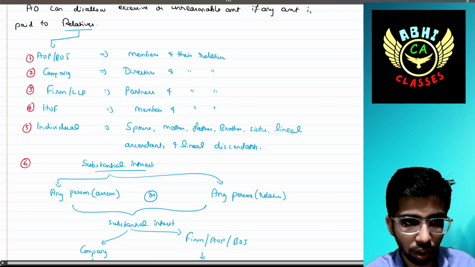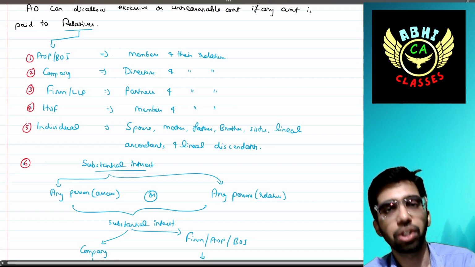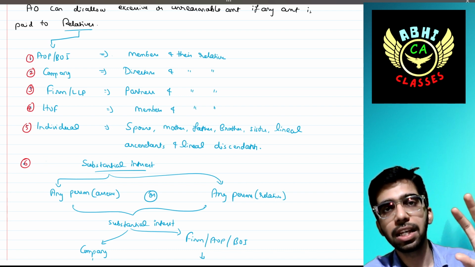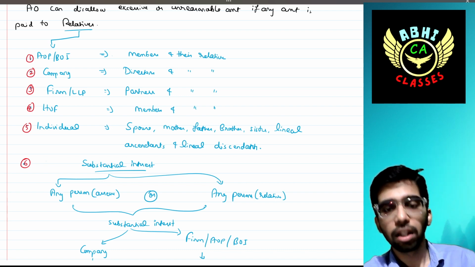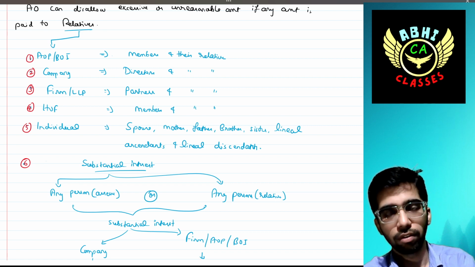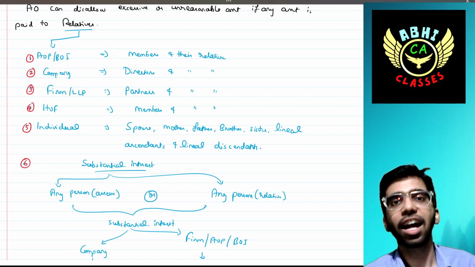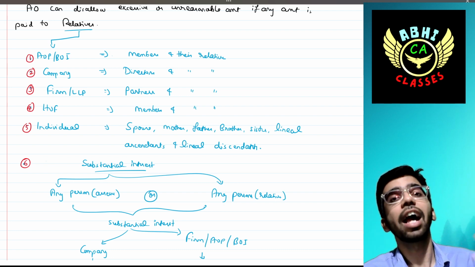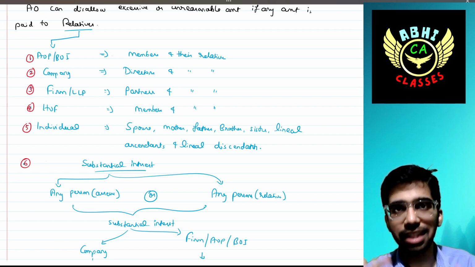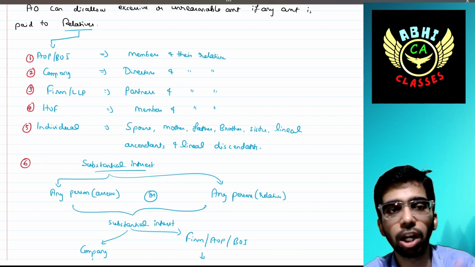In case of an individual, the spouse, mother, father, brother, sister. Lineal ascendant means grandfather, grandmother. Lineal descendant means granddaughter, grandson, or subsequent, great-grandson, great-granddaughter, or great-grandfather, great-grandmother, if they are alive. They are treated to be specified persons.